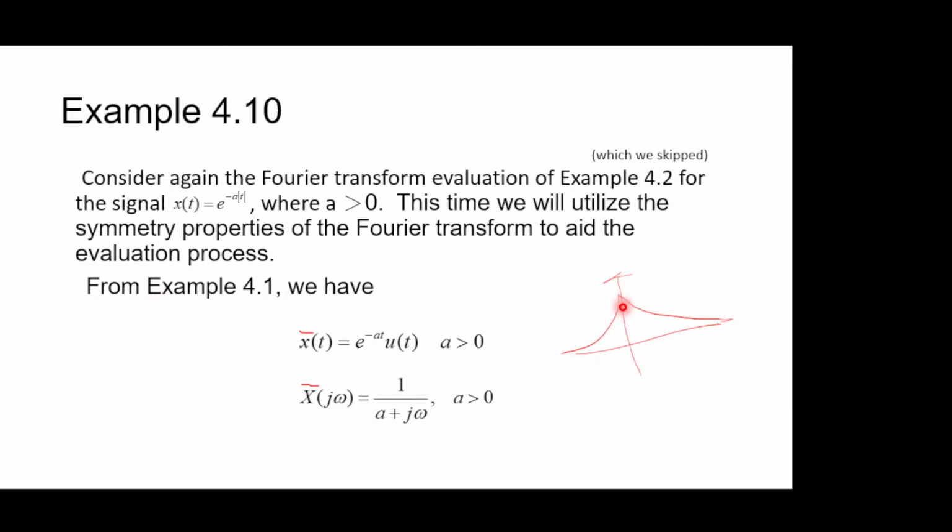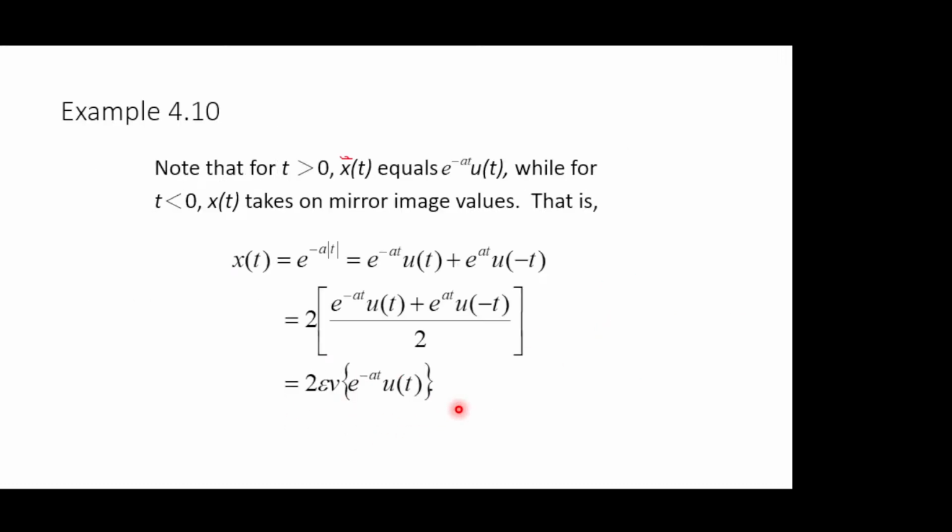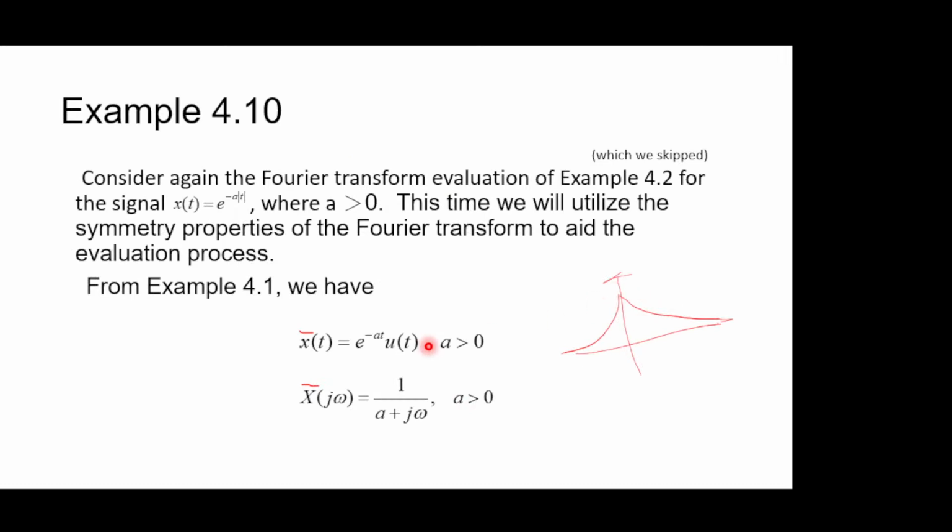So let's see the one-sided exponential decay. This we did solve in example 4.1 today. If we cut this off at t equals 0, then we have seen that the corresponding Fourier transform is 1 over a plus j omega. Now we think we can try to get back. This one-sided exponential decay we call x bar.